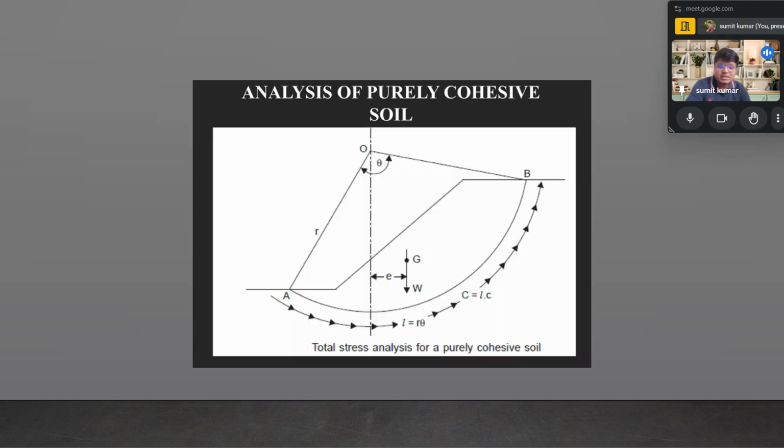Right. So over here we see some of the images, and their explanation will be seen in the subsequent slides. You can see from here that the total stress analysis for the purely cohesive soil is presented, and the arc length L is presented as L equal to R theta, as we know the length of an arc for a specific angle theta is R theta, which is presented here, and L multiplied by c is also presented as C.